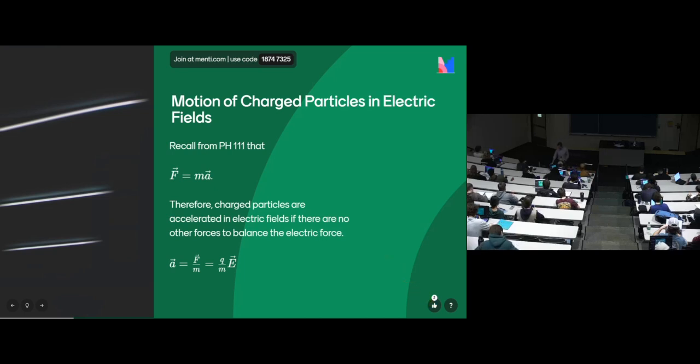Or specifically, what we're going to do in this situation is we want to know how a particle in an electric field is accelerated. So the acceleration is going to be the net force over the mass. And we said that last time, for a charged particle in the presence of an electric field, the net force is just the charge times the electric field. And so the acceleration of a charged particle in an electric field is equal to the charge itself times the electric field strength divided by the mass of the particle.